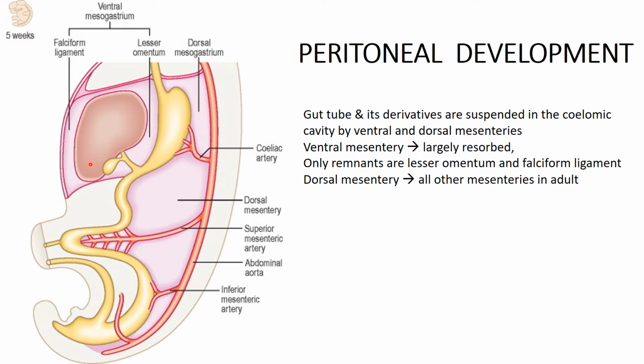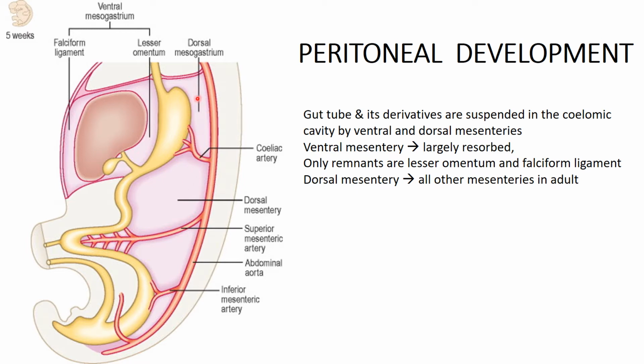And here in this region of the foregut, in the ventral mesentery, the liver starts growing, and it grows so enormously that only two portions remain. One between the ventral body wall and the liver, this is known as the falciform ligament, and one between the liver and the region of the foregut. This is known as the lesser omentum. So these are the only two remnants.